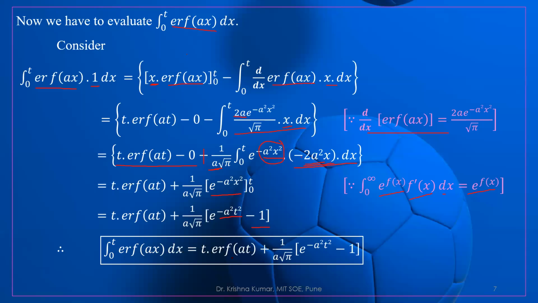Are you getting this point? Okay. Now if you want to find the error function of x, we will put a equal to 1. If you put a equal to 1, then we get the error function of x. So this is t into error function of t plus 1 upon root pi e to the power minus t square minus 1. So these are some basic properties of the error function.